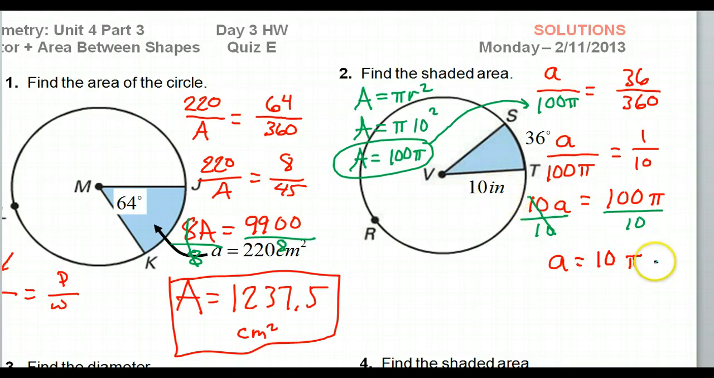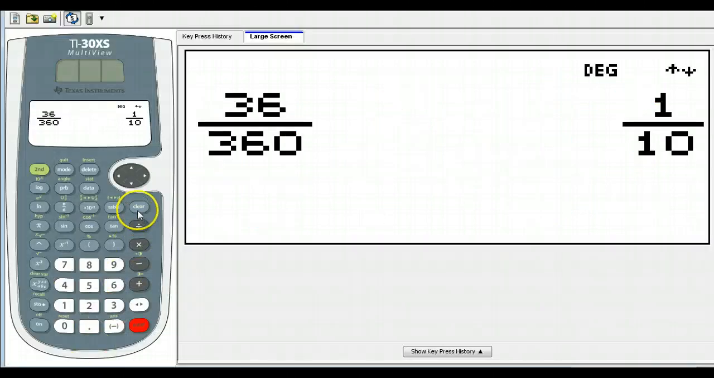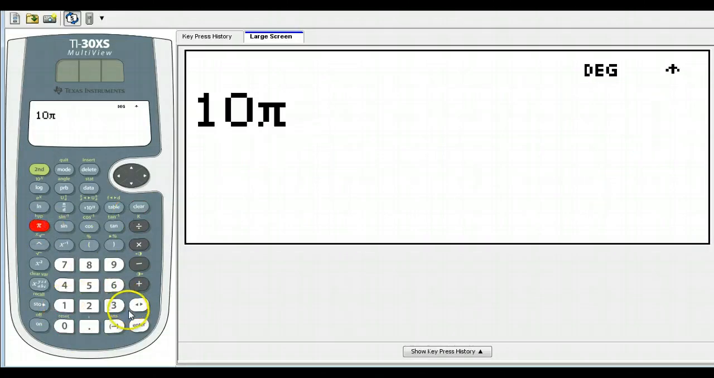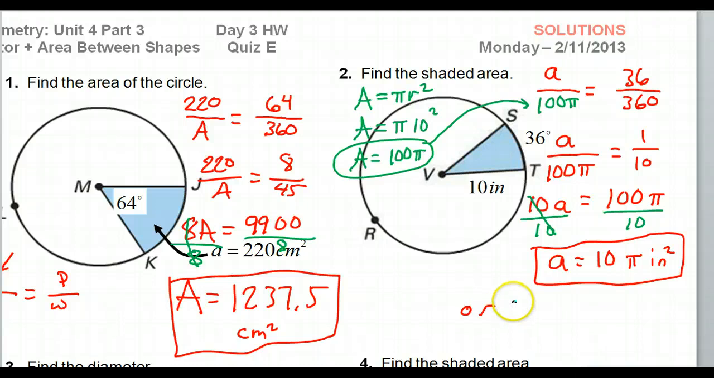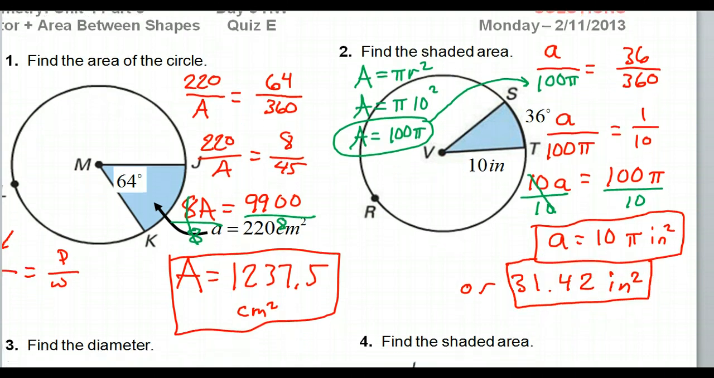Now this would be my nice exact answer. Let's see, what is this? Inches? So this will be square inches. But 10 pi is the exact area of this sector. Of course, I could get a decimal very easily. 10 pi, 31.42. And that would be the decimal approximation. All right, that's how you do number 2.